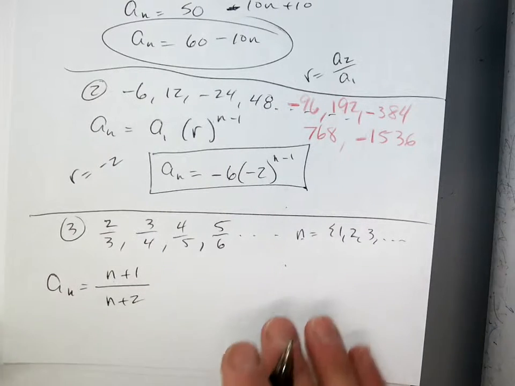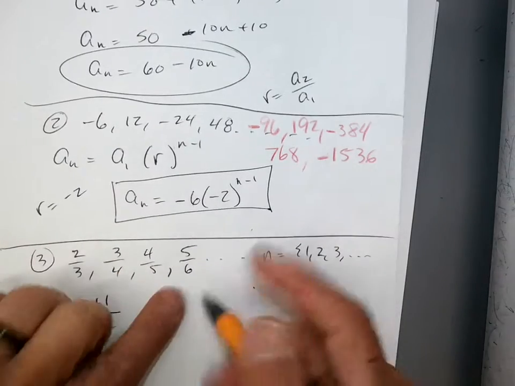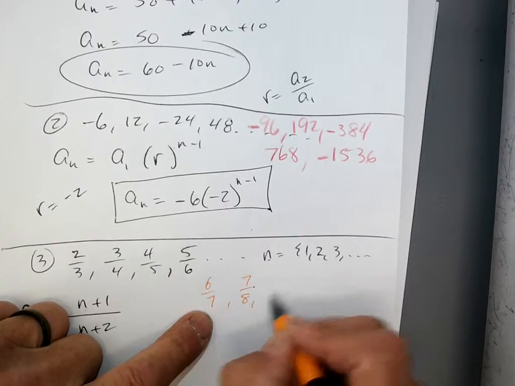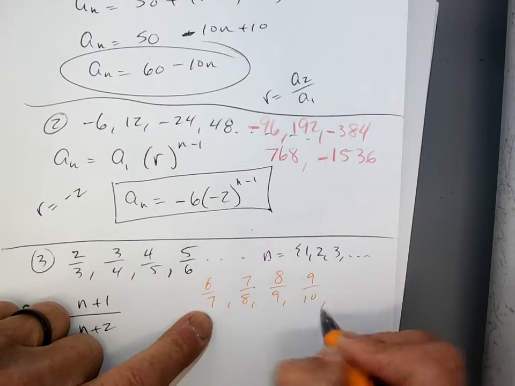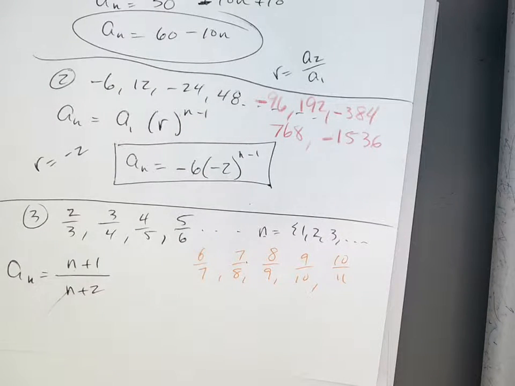Oh, and do we need the next terms? Yeah, we need the next 5 terms. So that's pretty easy. You guys agree? Next 5 terms are going to be 6/7, 7/8, 8/9, 9/10, 10/11. Okay, that's pretty easy, right? To just list the next 5 terms.